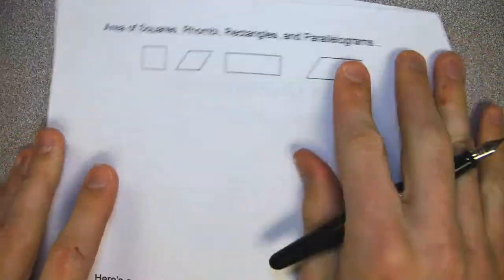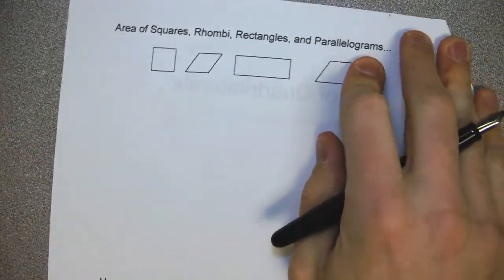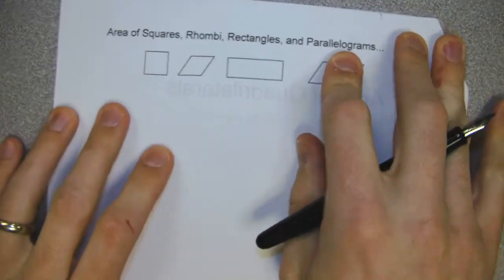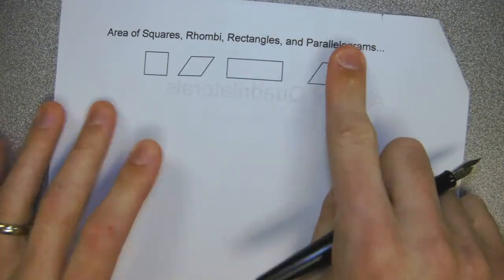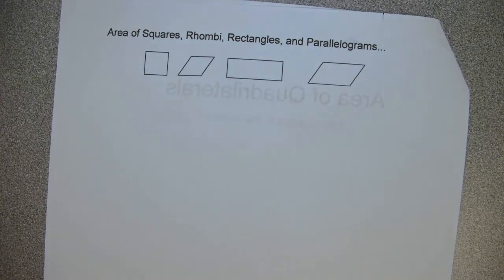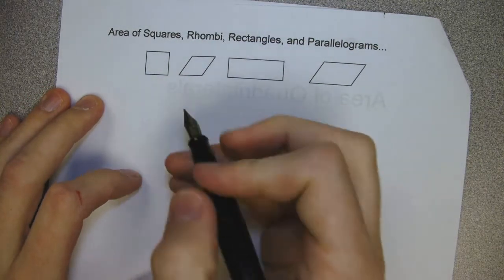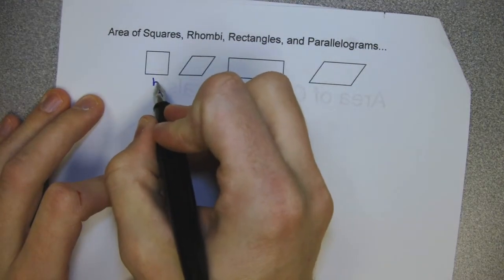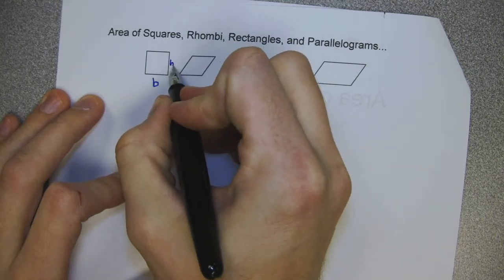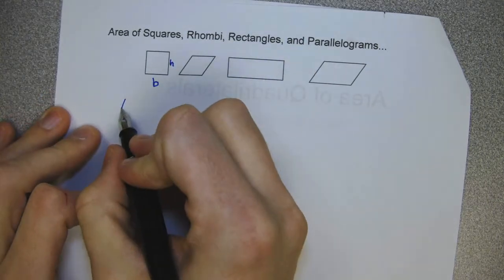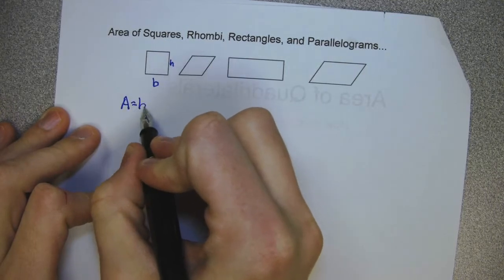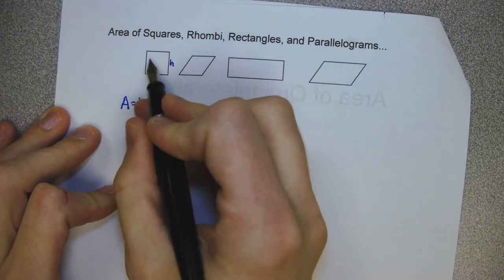Let's look at our quadrilaterals and see about these different area formulas. So let's start off with squares, rhombi, rectangles, and parallelograms, because they are all technically parallelograms. So they're all going to have the same area component. Here's how we do it. As we just saw with the square, we have what we call our base and our height. If I take base times height, that will give us our area. All right, in this case, our square area.